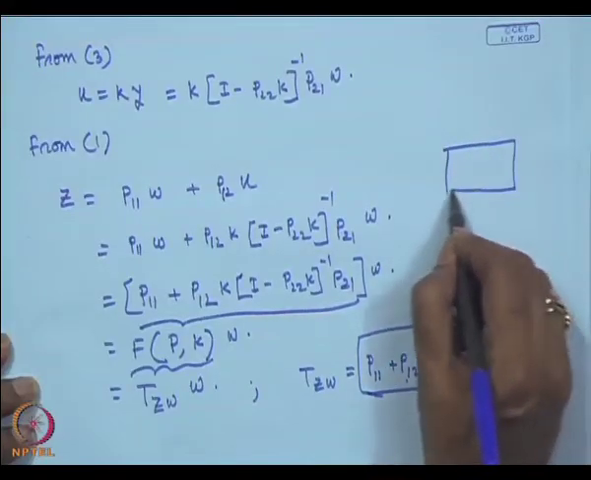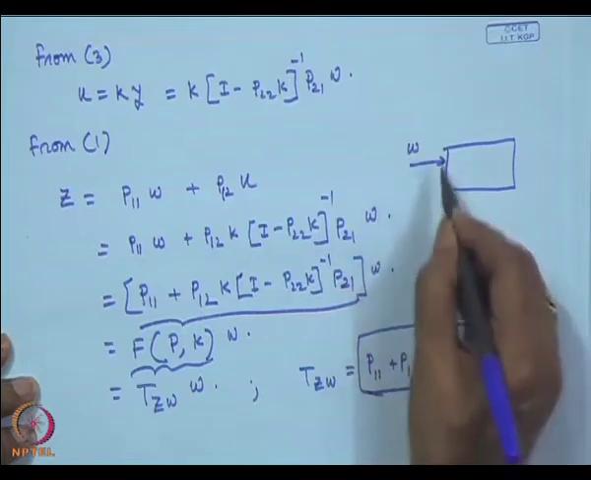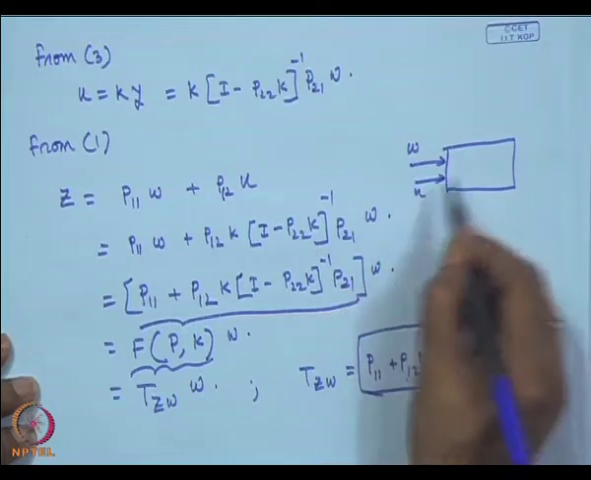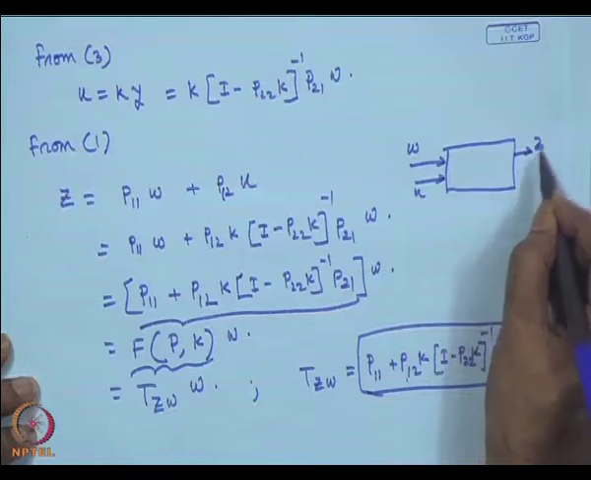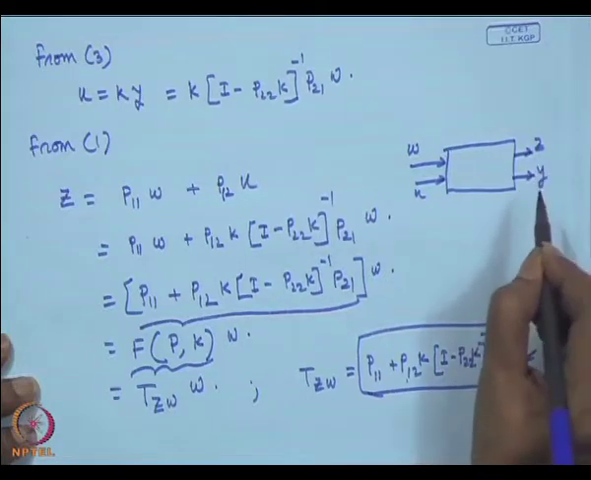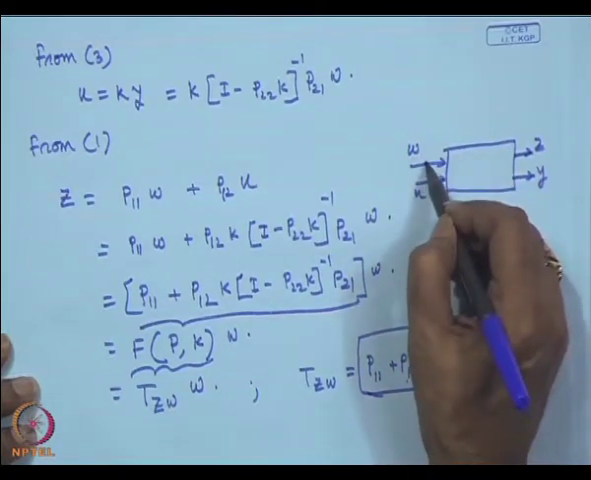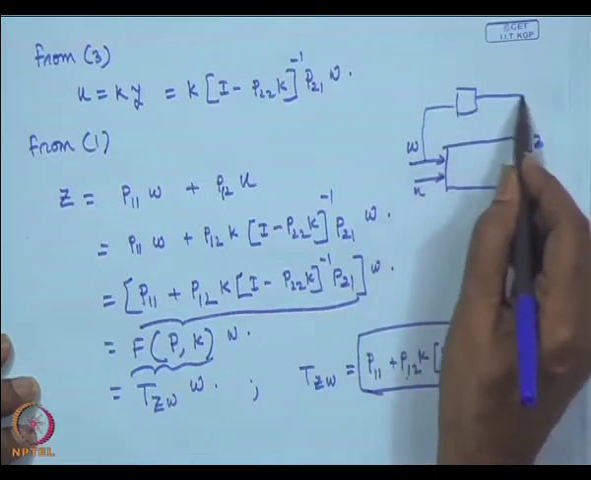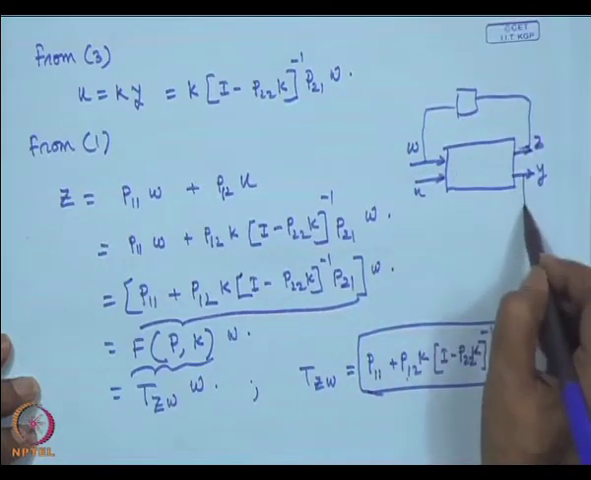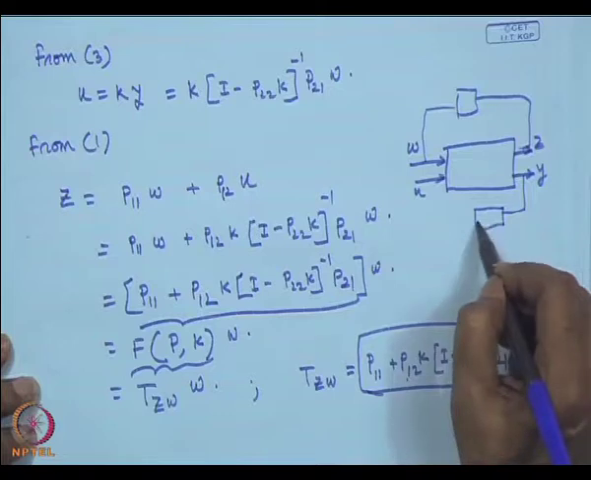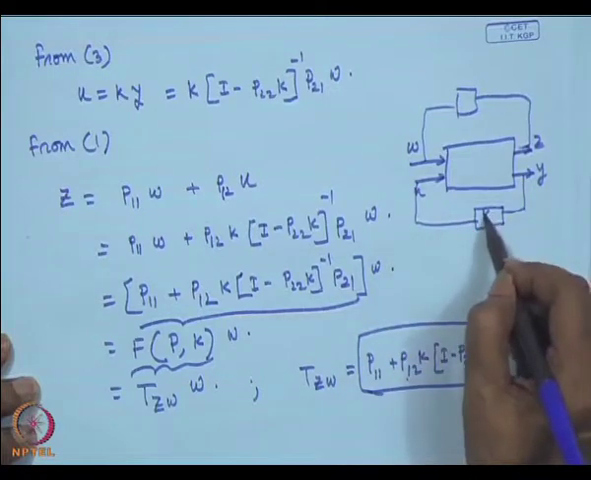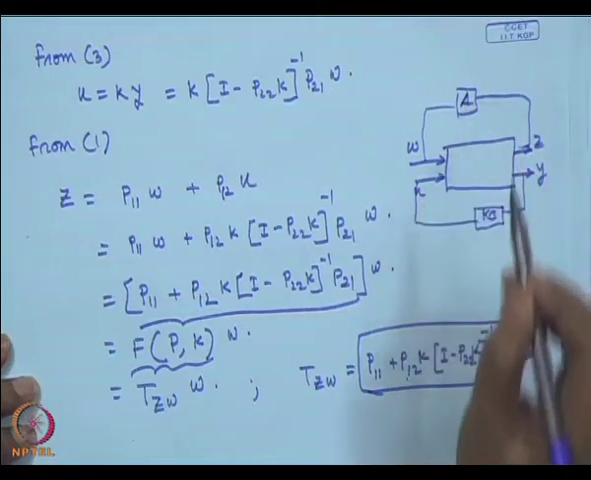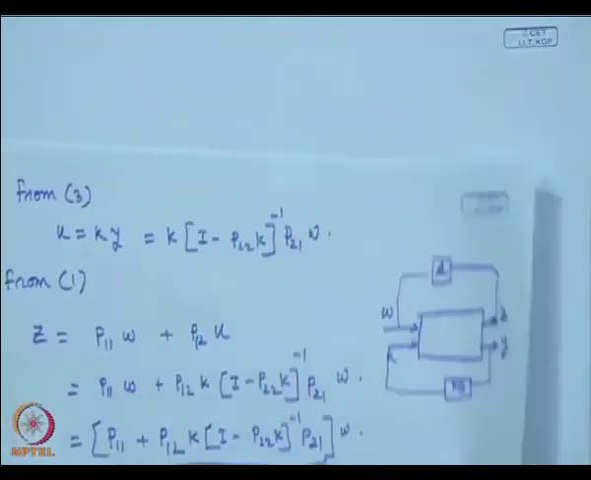So, any system we can represent in the 4 block representation, by W, U, Z and Y. And if there is a perturbation, the perturbation block will come here. And if your controller is there, the controller K of S is connected here, and this is the perturbation. So, this is the basic structure.